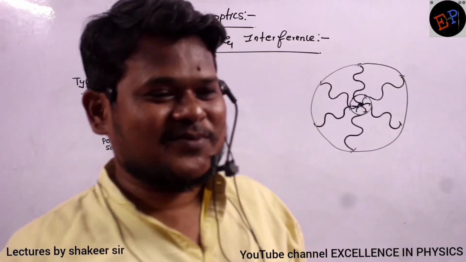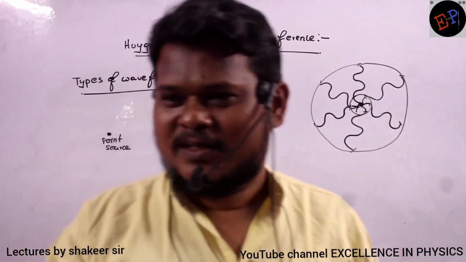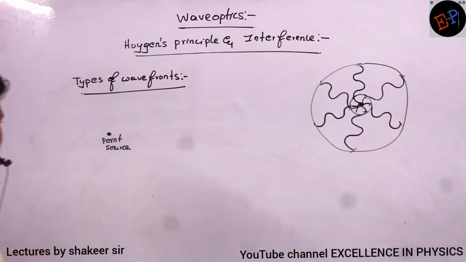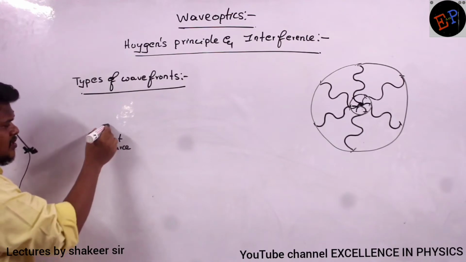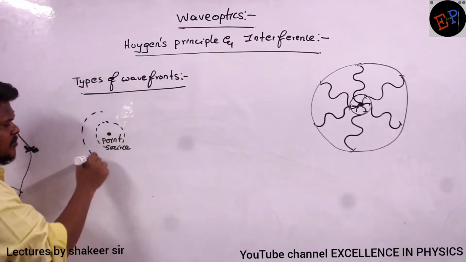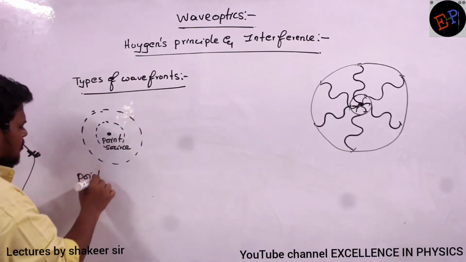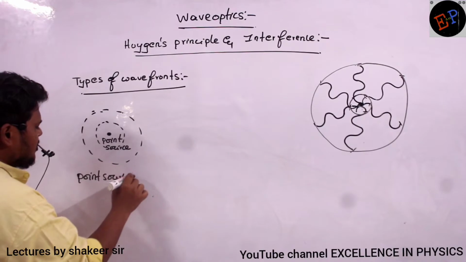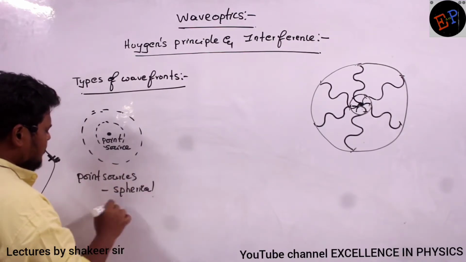A normal bulb is a point source of light. You have 60 watt, 100 watt incandescent bulbs. They are point sources of light. See, point sources of light, what kind of wavefronts do they emit? They give spherical wavefronts.